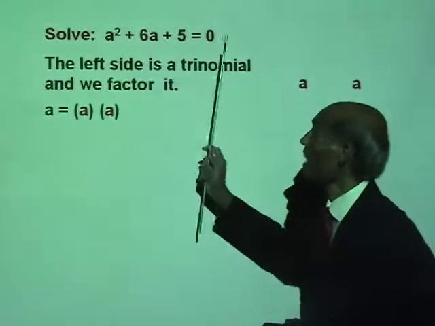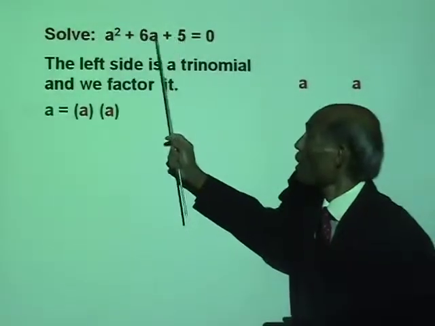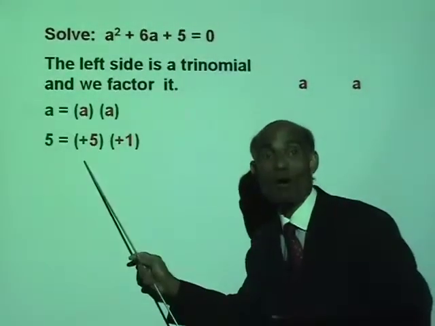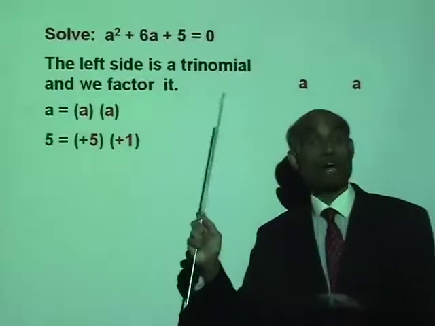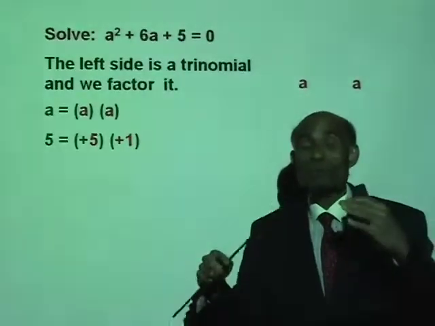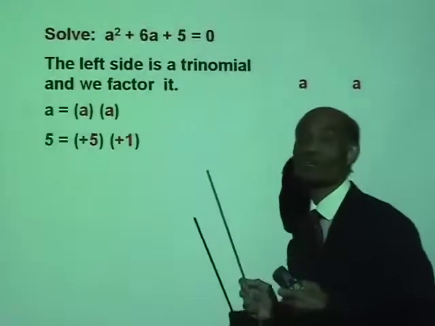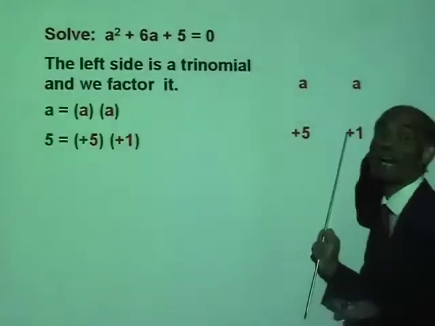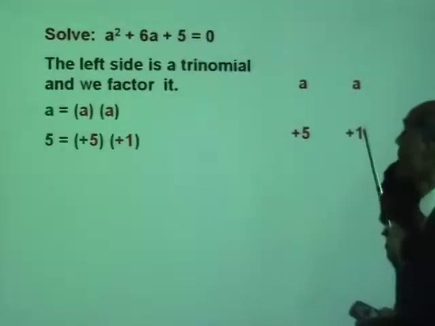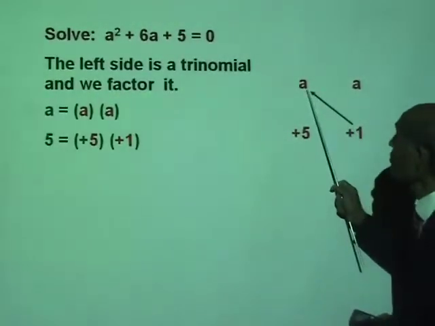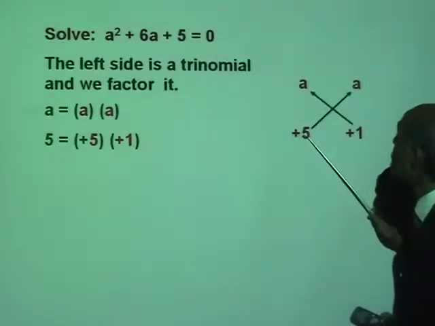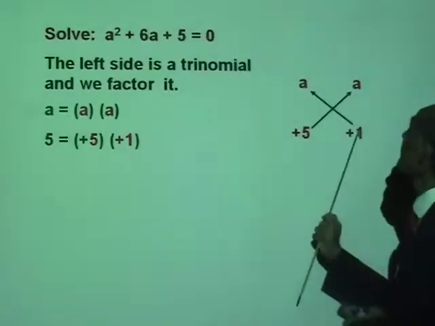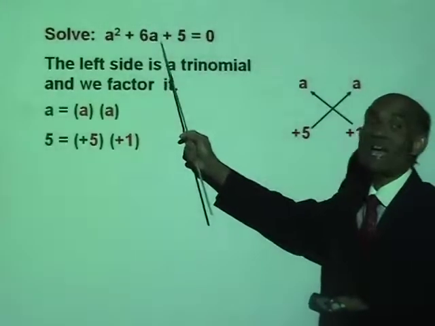The last term is 5, you see, and all of them are positive. Therefore, 5 will be factored as positive 5 times positive 1. I hope you remember the rules we discussed on factoring quantities like this. Write 5 and 1 like this. And now, positive 1 times a added to positive 5 times a. Look at this. 5a plus a is 6a.